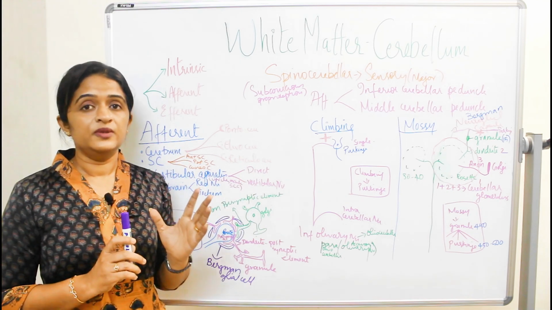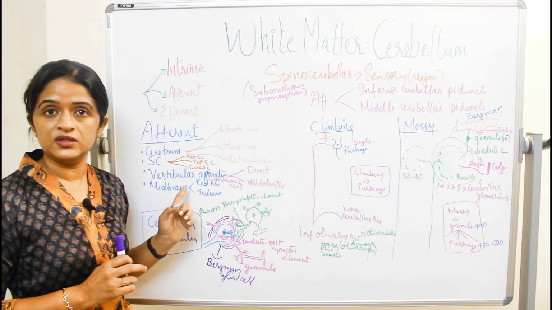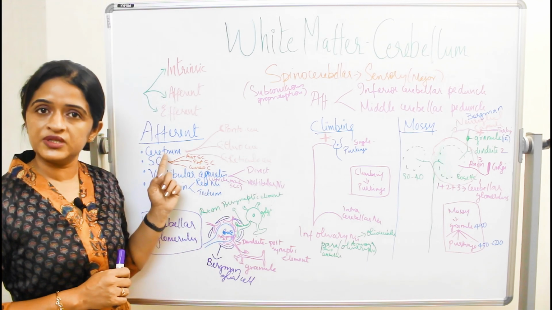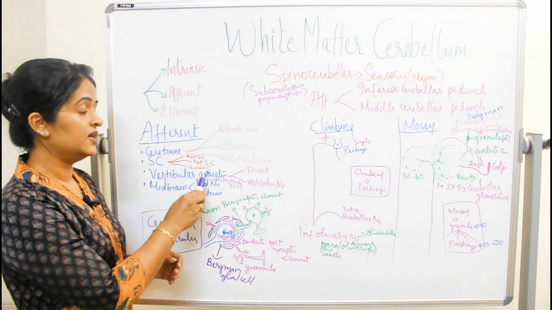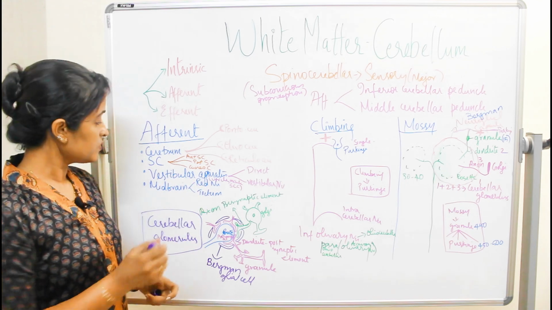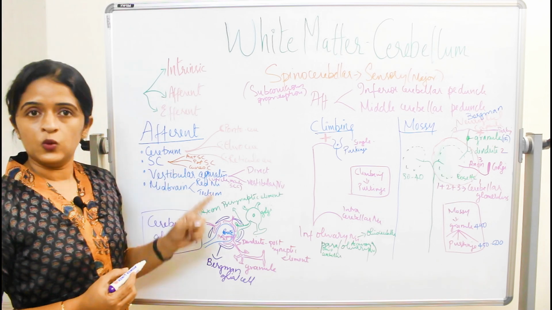The source of afferent fibers can be from 4 main sources. It can come from the cerebrum, it can come from the spinal cord, it can come from the vestibular apparatus, or the 4th option is it can come from the midbrain. So let's see one by one.